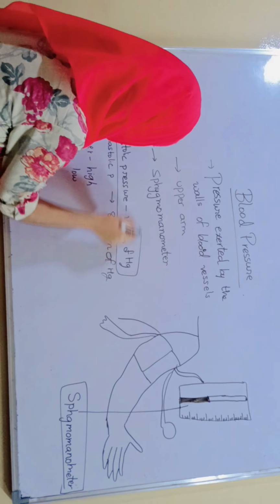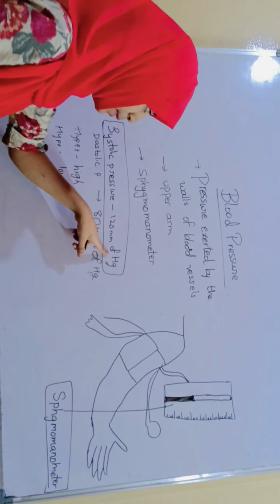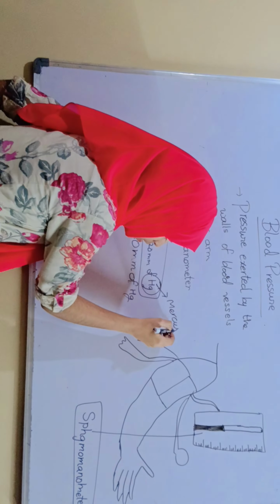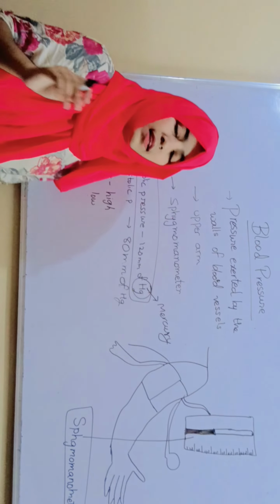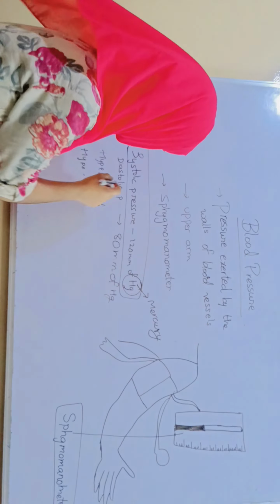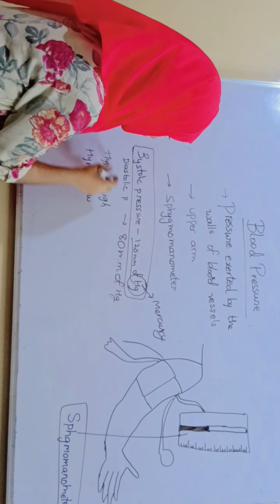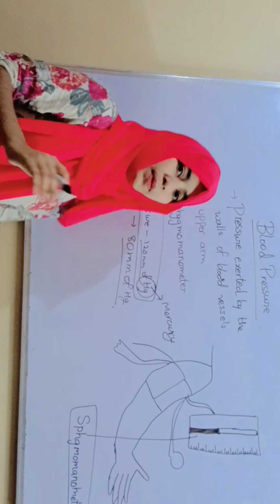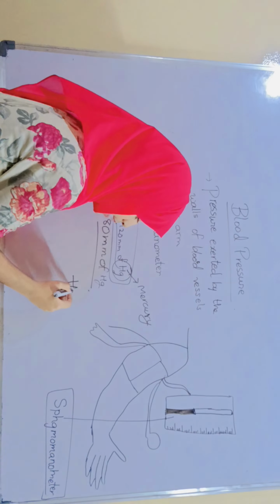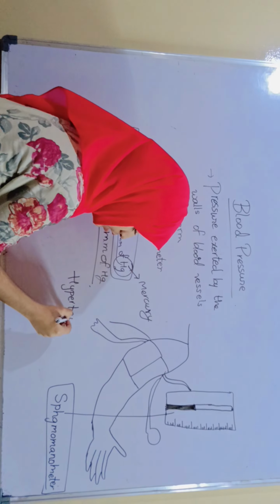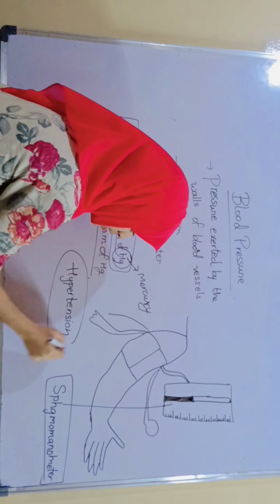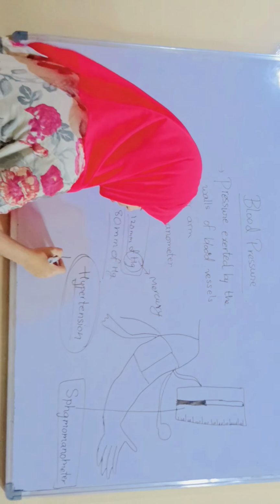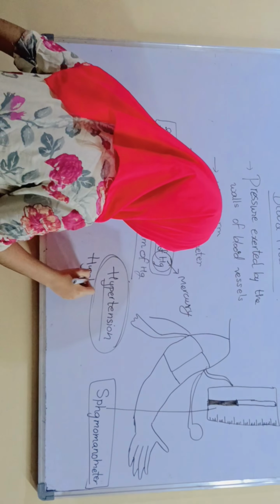Systolic pressure of a healthy adult person is 120 mm of Hg, means mercury. Hg is the symbol of mercury. Normal BP of an adult person is 120 mm of Hg. Diastolic pressure is 80 mm of Hg. If the blood pressure of a human is high, that is called hypertension. If the BP is low in our human body, that is called hypotension.